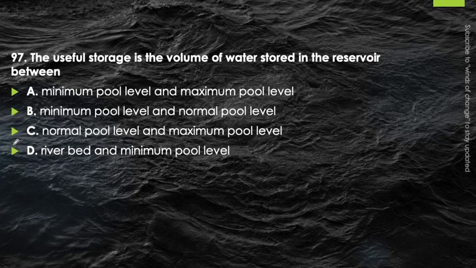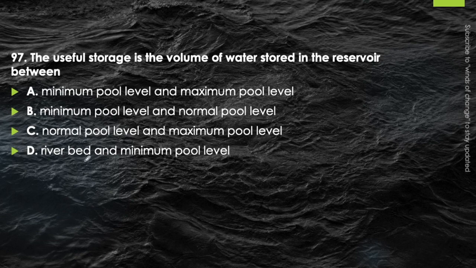Next question, that is the 97th question. The useful storage, the volume of water stored in the reservoir between minimum pool level and maximum pool level, minimum pool level and normal pool level, normal pool level and maximum pool level, or riverbed and minimum pool level. We are talking about the useful storage of volume of water. Just think about it.